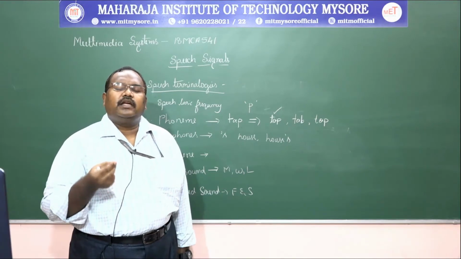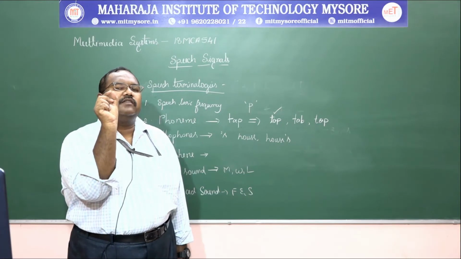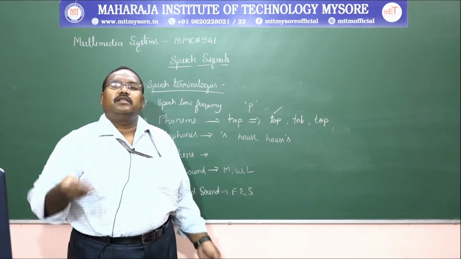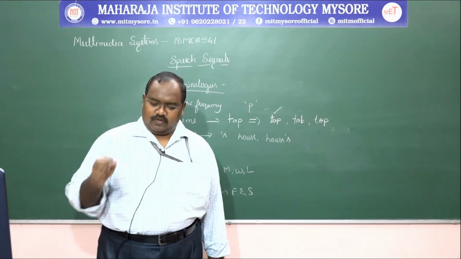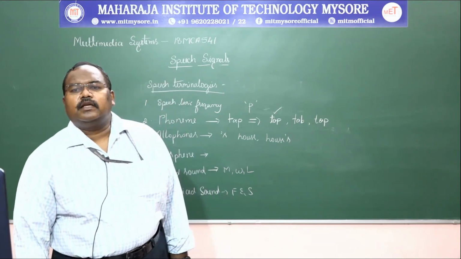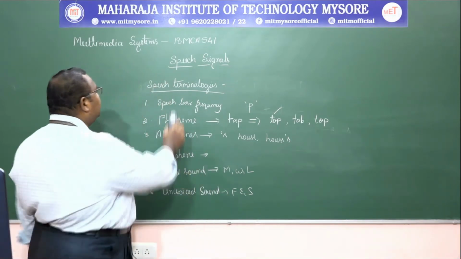The utterance has no meaning, it is not a phoneme. And a small length or small frequency of it becomes F. So that's why it is called unvoiced sound. Next is reproducible speech output.